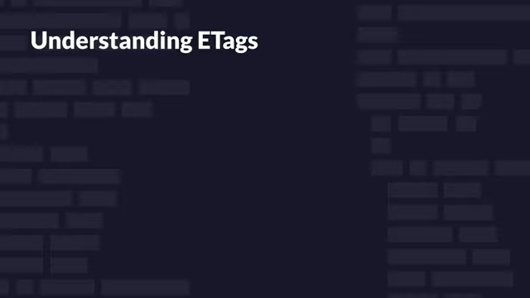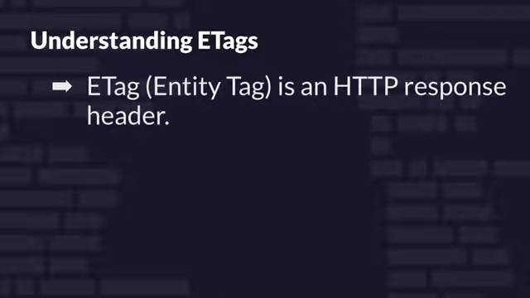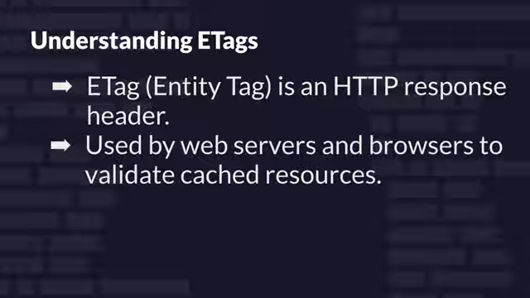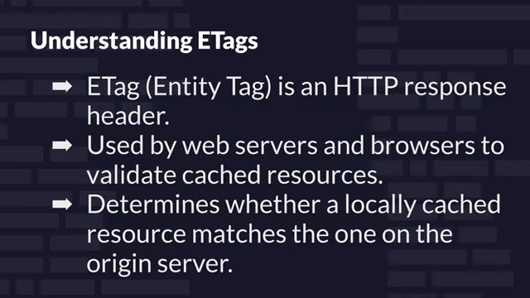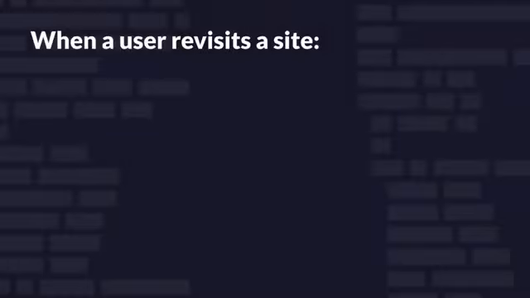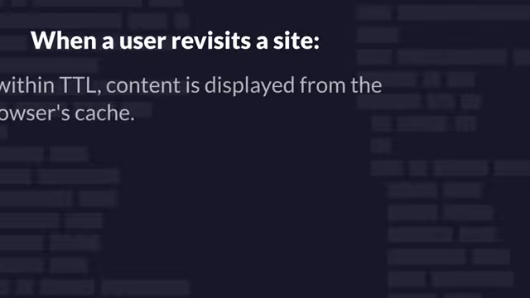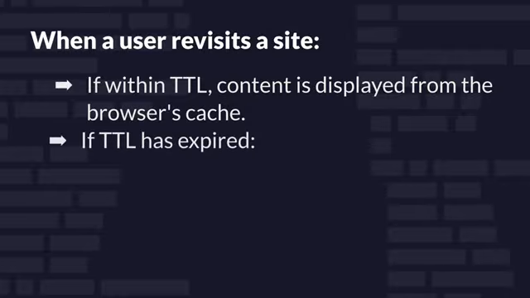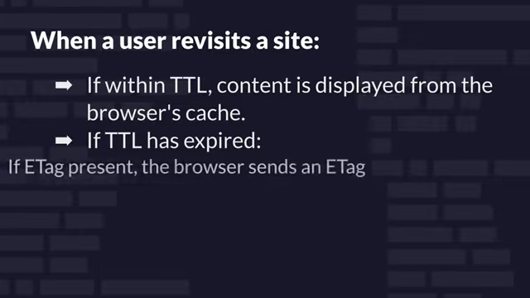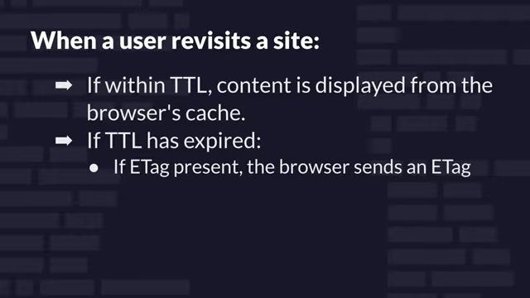E-tags. The e-tag HTTP response header is one that web servers and browsers use to determine whether a resource in the browser's local cache matches the one in the origin server. When a user revisits the site, one of two things happens. It displays content to the user in the browser if it's within the allowable cache refresh time, the time to live. If content is out of its cache time, TTL expired, then if it has an e-tag, it will need to send an e-tag to the resolved URL to see if it needs to refresh.